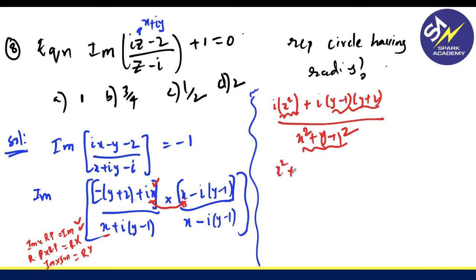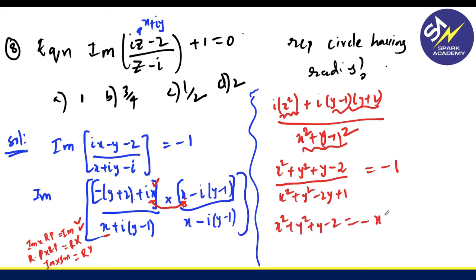So I can write x square plus, let's just expand this. This is y square minus 2y, so minus y plus 2y, this will be nothing but plus y minus 2. Correct? This is y square plus 2y minus y, which is y minus 2. Whole divided by, this is again x square plus y square minus 2y plus 1, that is equal to minus 1. So what will happen now? x square plus y square plus y minus 2 equals minus x square minus y square plus 2y minus 1. So just take it to the other side.